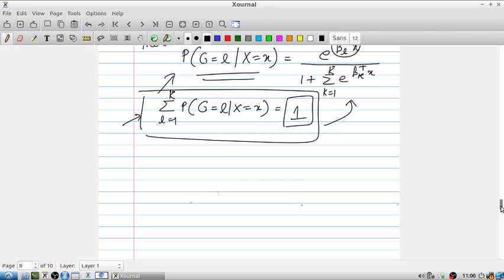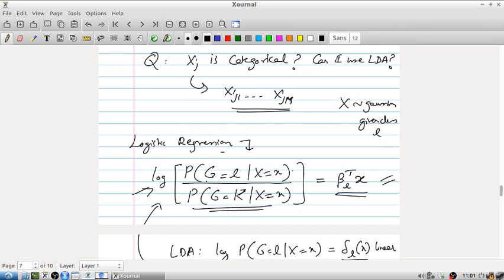Okay, so this is fine. This is just a modeling assumption. And it turns out that because we are directly assuming that the log of these conditional distributions is linear, the decision boundary is again going to be linear.